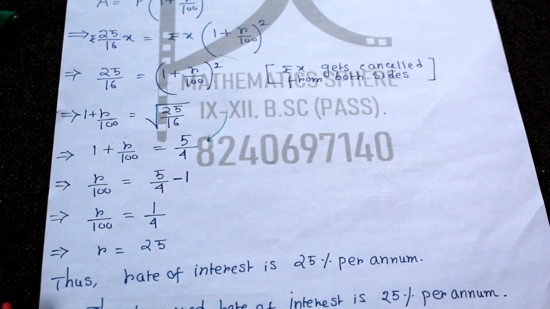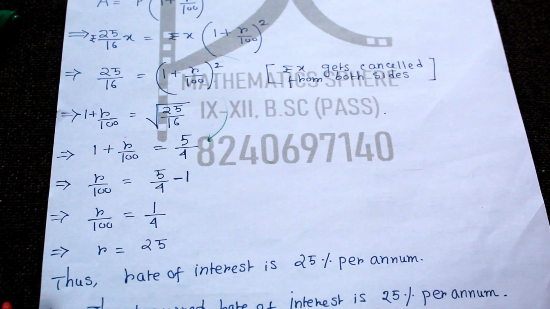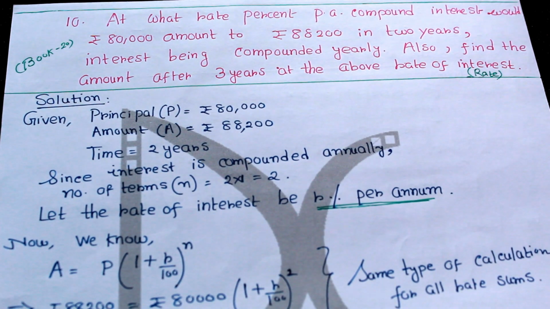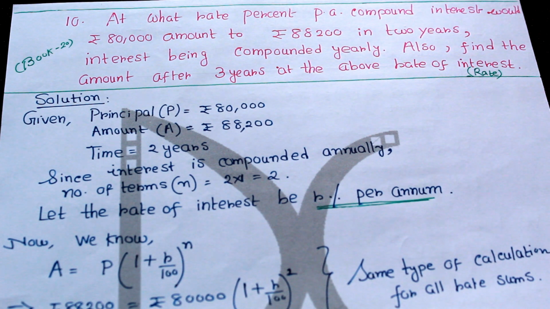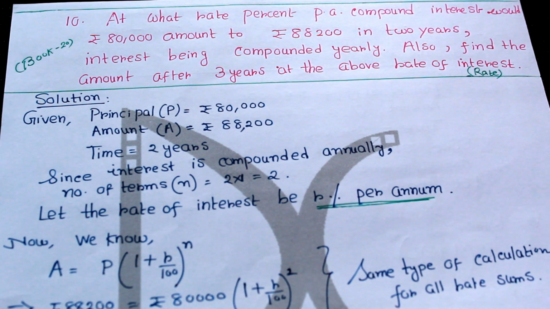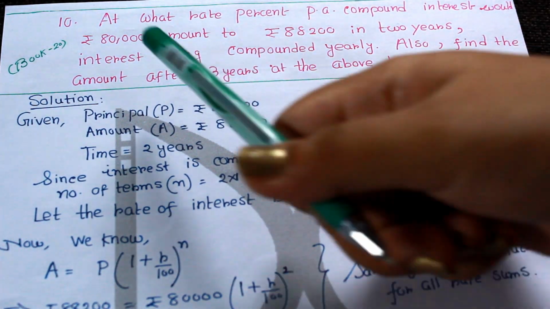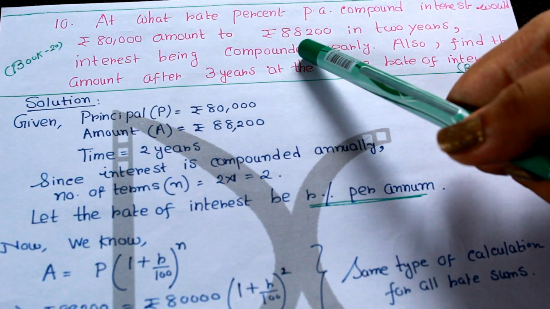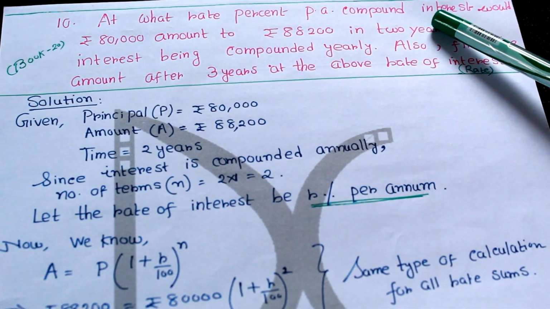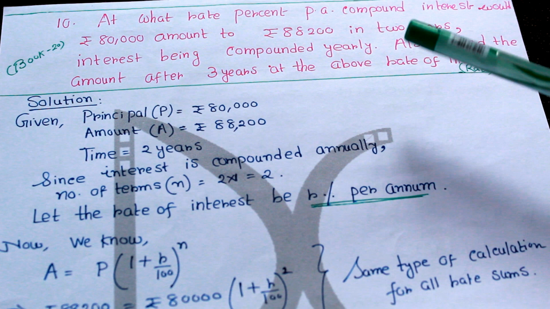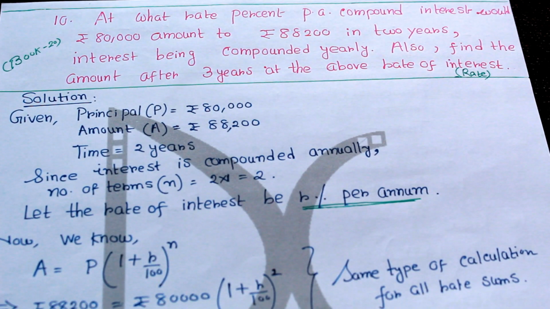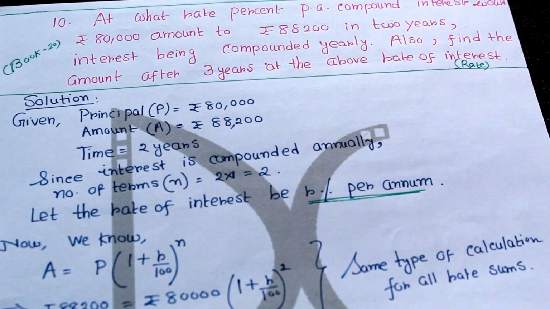Let us see another sum of this type. See this question number 20 of your book. I'm just discussing this question; I will not solve it for you. This is also related to the last sum. See what they have told. At what rate percent per annum would rupees 80,000 amount to 88,200 in 2 years, interest being compounded yearly? Also find the amount after 3 years at the above rate of interest.